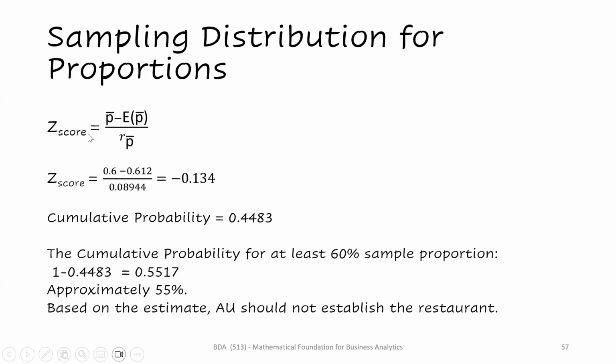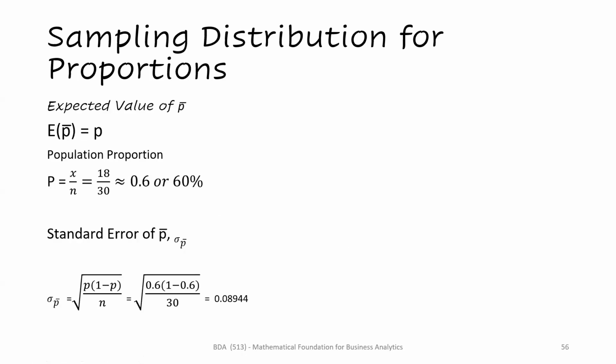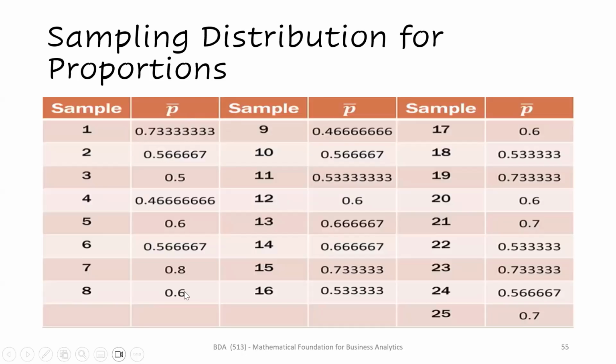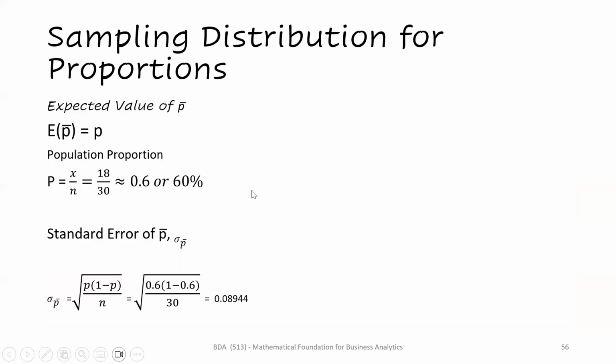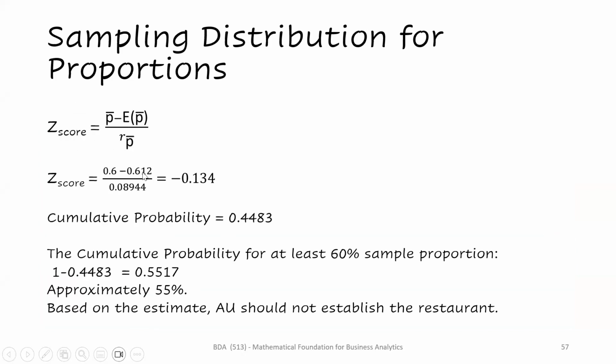So here we can now do our Z-score. Our Z-score is 0.6 minus the mean. If you take the mean of all the sample proportions, you add all the 25 up and divide by 25, you are going to get 0.612. That is our expected value. When you divide the difference by the standard deviation, that gives you negative 0.134.